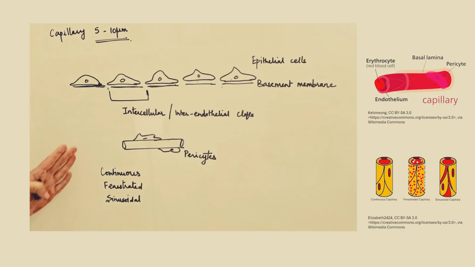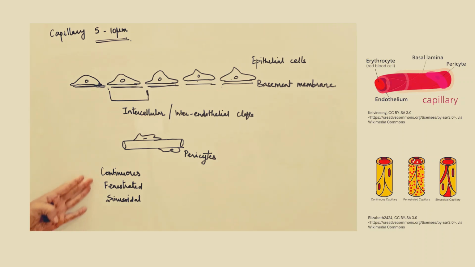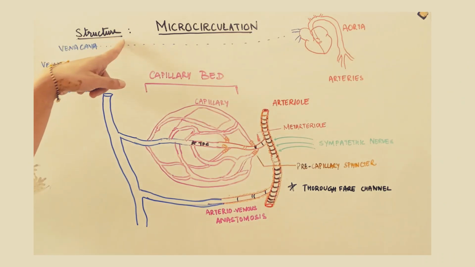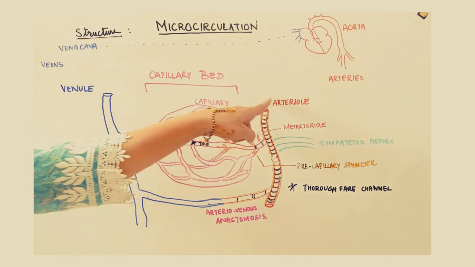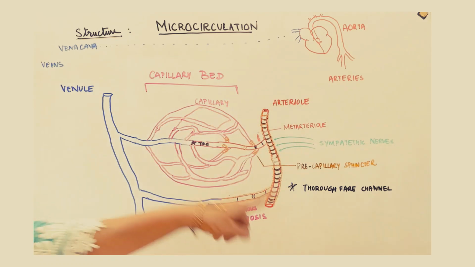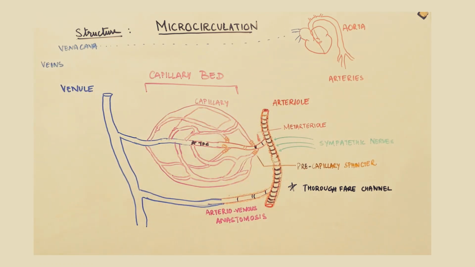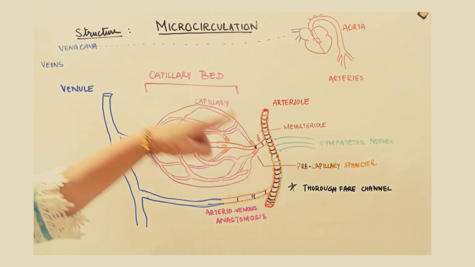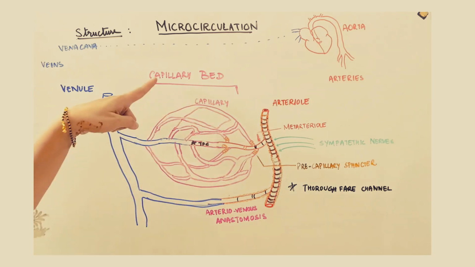Pericytes are cells that are essential for the regulation of blood flow and maintenance of homeostasis. So last lecture we had seen that there are three types of capillaries, which are continuous, fenestrated, and sinusoidal. Let's look at the structure of microcirculation. It has an arteriole at one end and a venule at the other, and a network of capillaries in between. This is called the capillary bed.